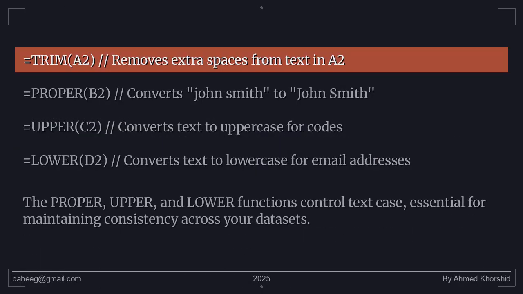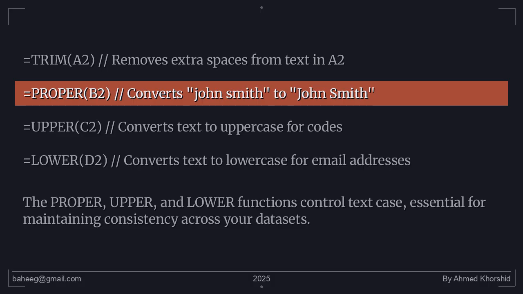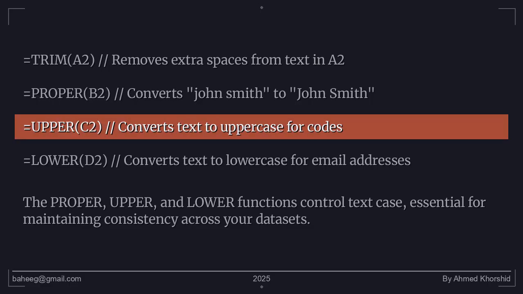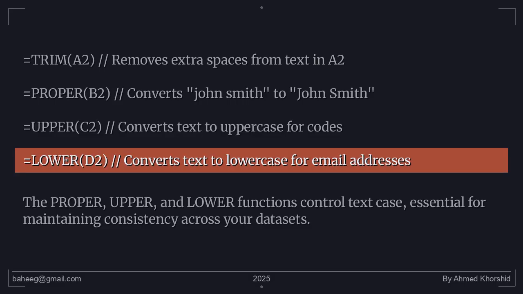TRIM(A2) removes extra spaces from text in A2. PROPER(B2) converts john smith to John Smith. UPPER(C2) converts text to uppercase for codes. LOWER(D2) converts text to lowercase for email addresses.